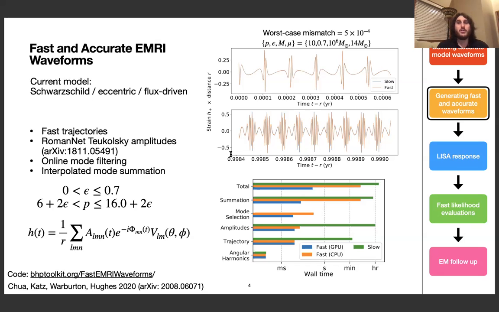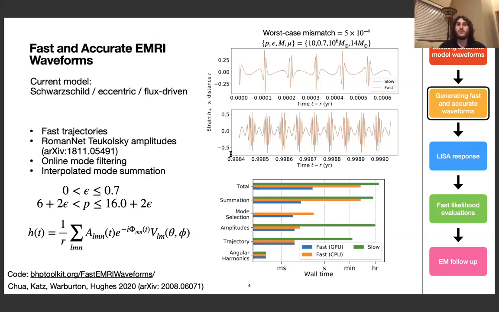And ultimately, this outputs to us about a 100-point trajectory in terms of the phases as well as the orbital parameters. We then take the orbital parameters and we calculate the amplitudes for all 7,000 plus modes in our Schwarzschild model. We do this in the adiabatic regime, so we do get full Teukolsky modes. We do this with a Roman net, that is a reduced order model artificial neural network. If you want more information on a Roman net, you can see the arXiv number shown there.